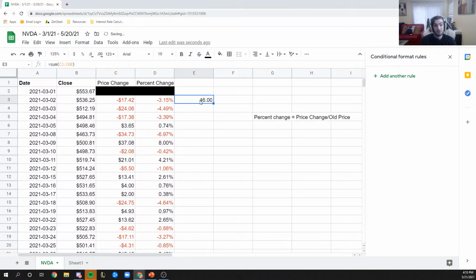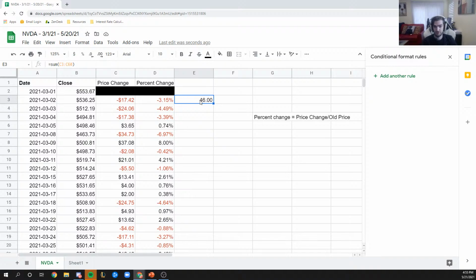So that is sum. It's just adding up all of the different numbers. And because we're adding up, did it make money or lose money? All of those numbers put together is just going to tell us what's today's price minus the old price.